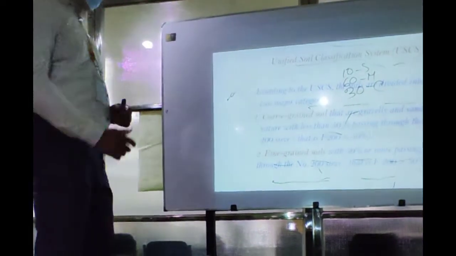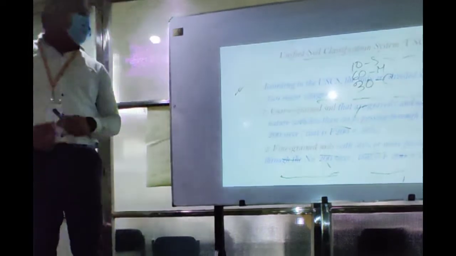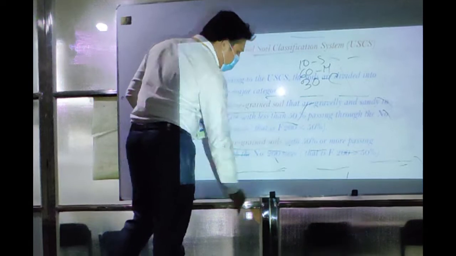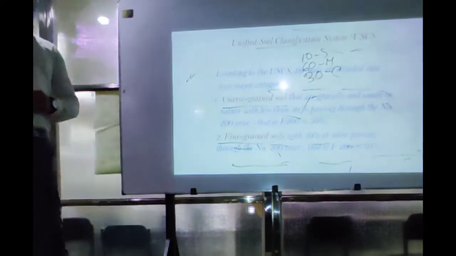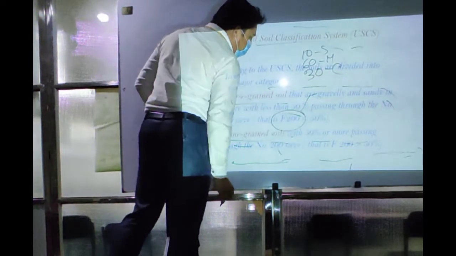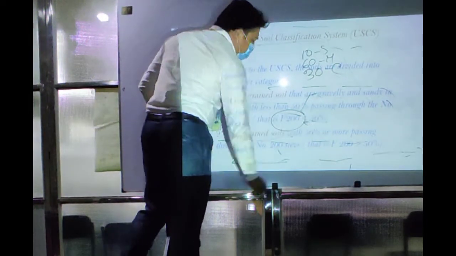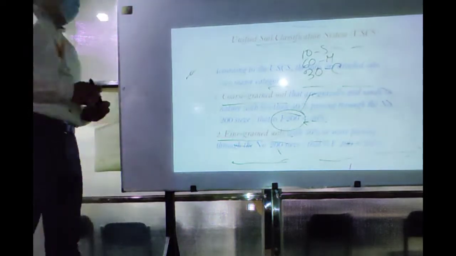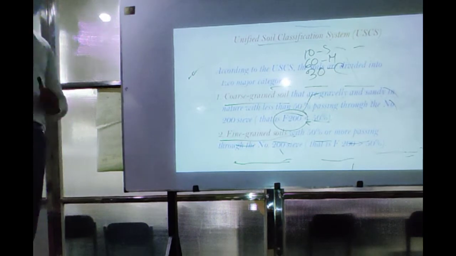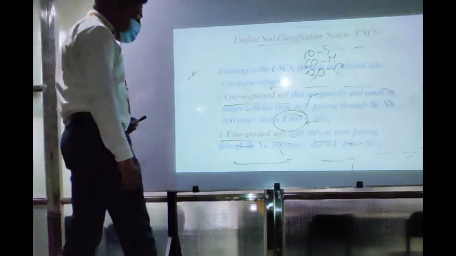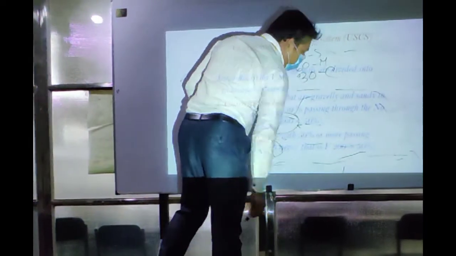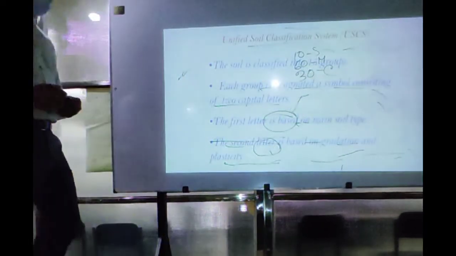I will discuss the Unified Soil Classification System, which we know as USCS. According to USCS, soil is divided into two categories: coarse-grained soil and fine-grained soil. Coarse-grained soils are those where the percentage retained on the No. 200 sieve is greater than 50%. Fine-grained soils are those where the percentage passing the No. 200 sieve is greater than or equal to 50%.